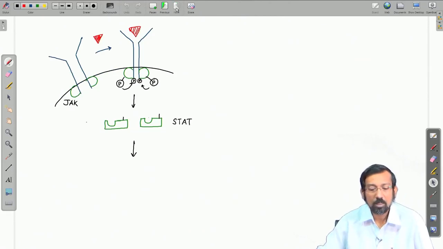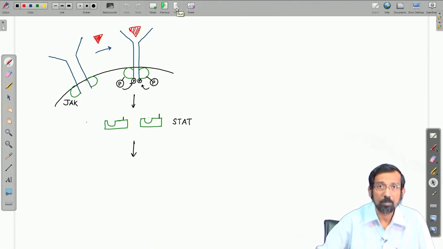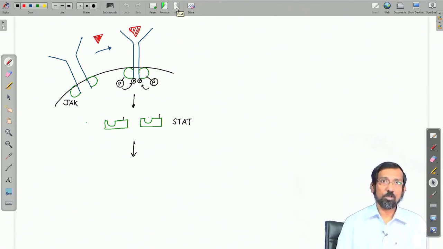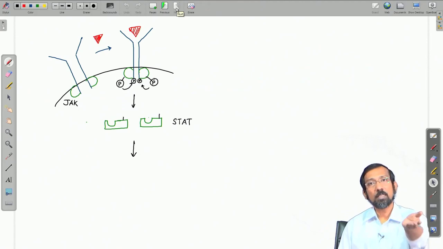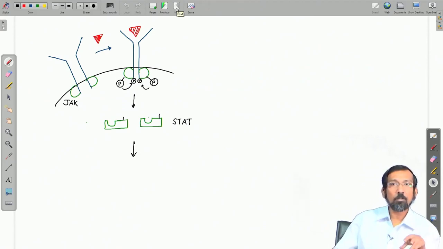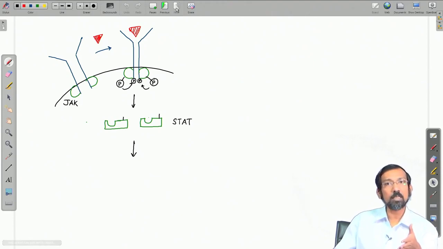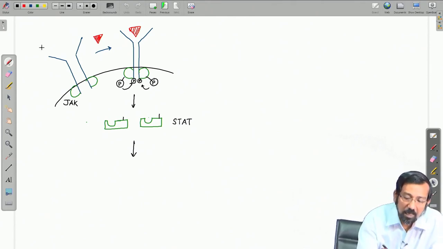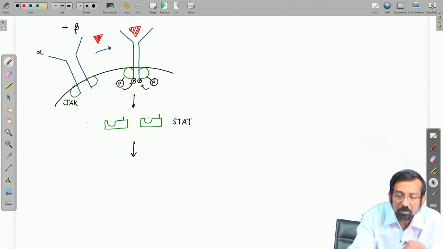So, let us see how this JAK-STAT pathway actually works. Most of these receptors of the cytokine family are linked to one of these receptor tyrosine kinases, like this JAK, which is also a receptor tyrosine kinase. And this JAK is associated with these receptors. With this, let us say this is the alpha and the beta subunits of the receptors.